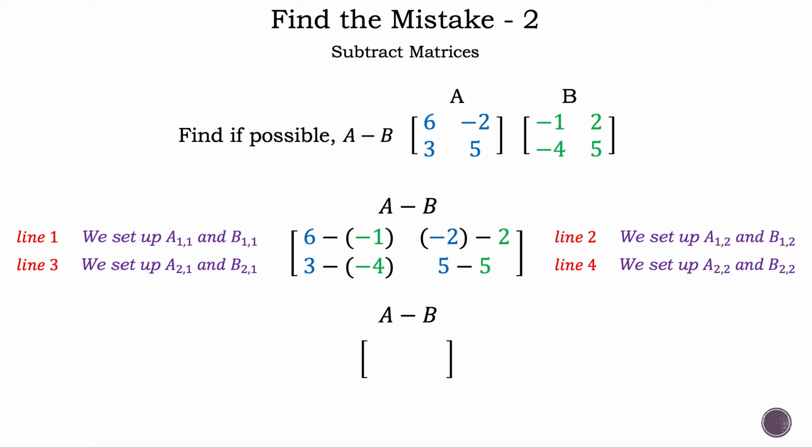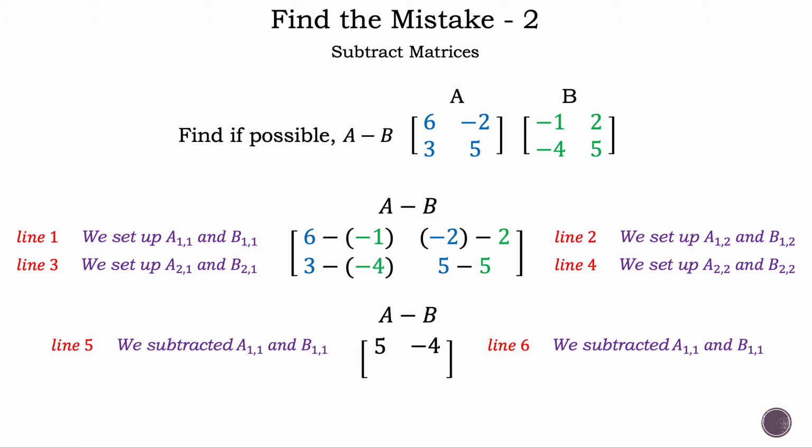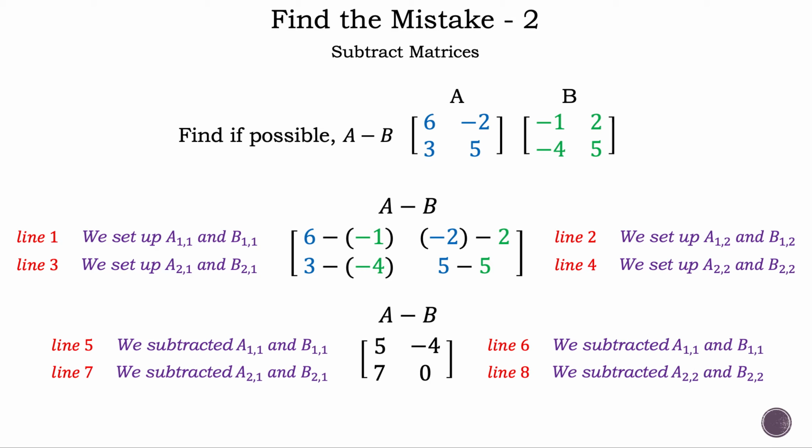Let's start our fifth step by subtracting 6 and negative 1, and our result is 5. Our sixth step, let's subtract negative 2 and 2, and our result is negative 4. Our seventh step, let's subtract 3 and negative 4, and our result is 7. Our eighth step, let's subtract 5 and 5, and our result is 0.